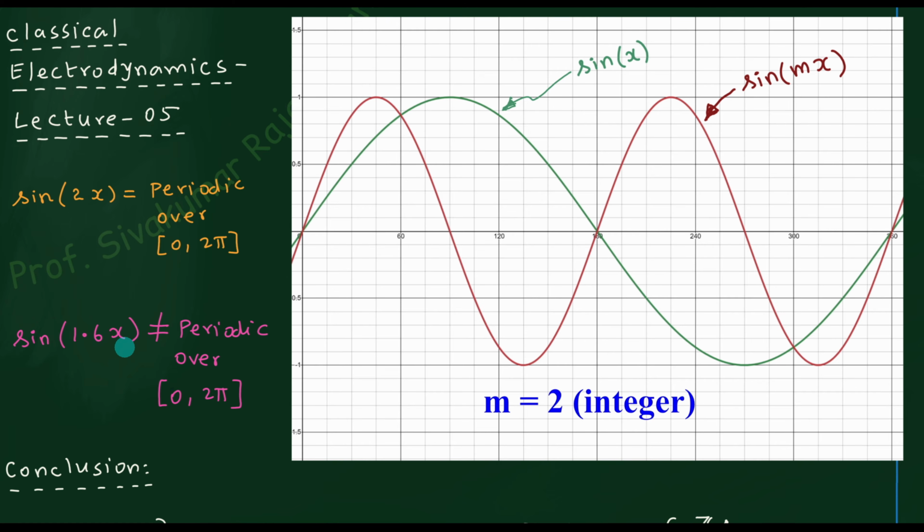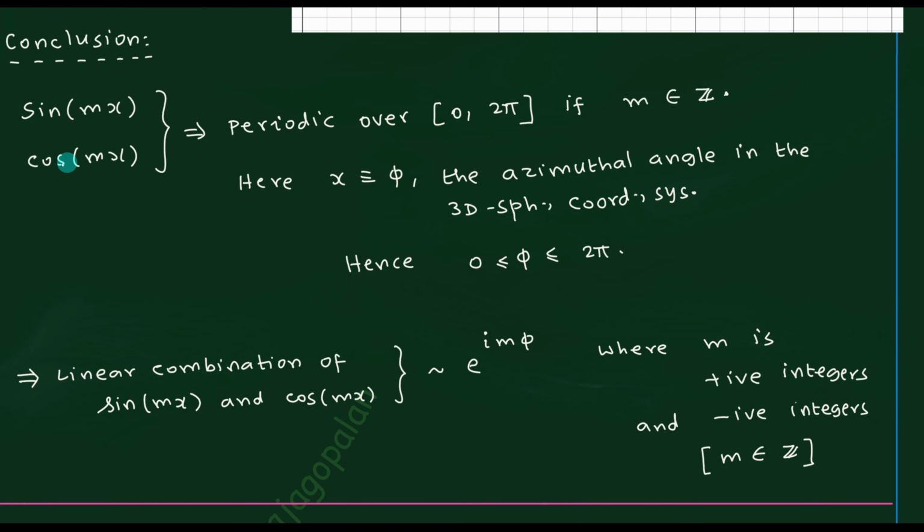So the conclusion is therefore clear. Whether you take sin mx or cos mx, sin is the one which we have plotted. You can also plot cos, but the consequence and the conclusion are the same. We have a periodic function over the region 0 to 2 pi if and only if the parameter m belongs to the set of all integers. It should belong to that integer set only, not any fractional value.